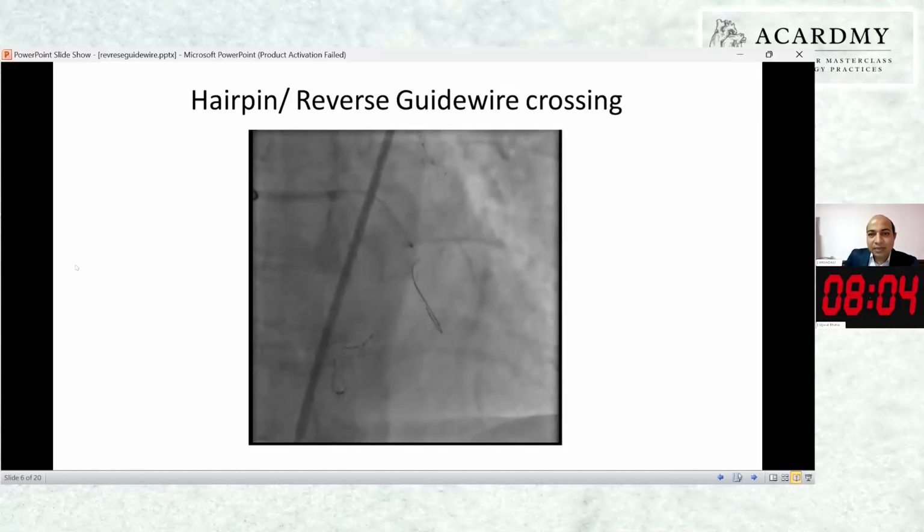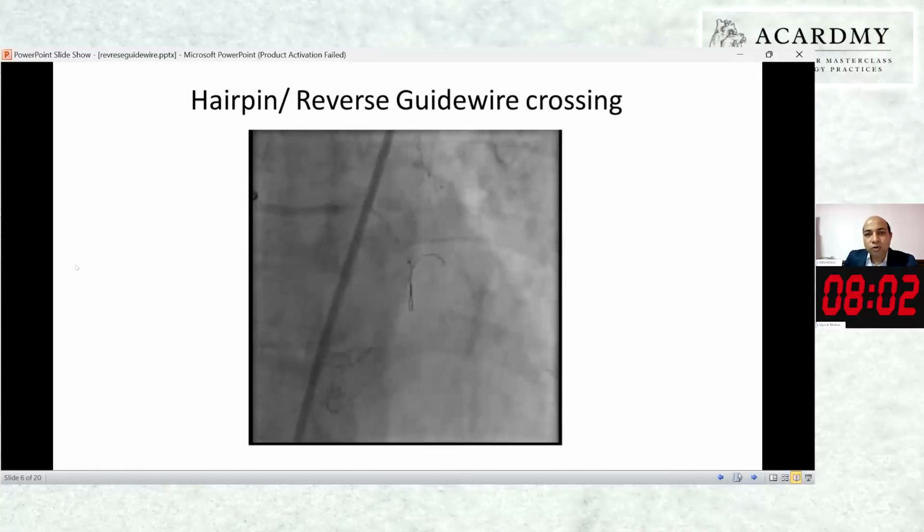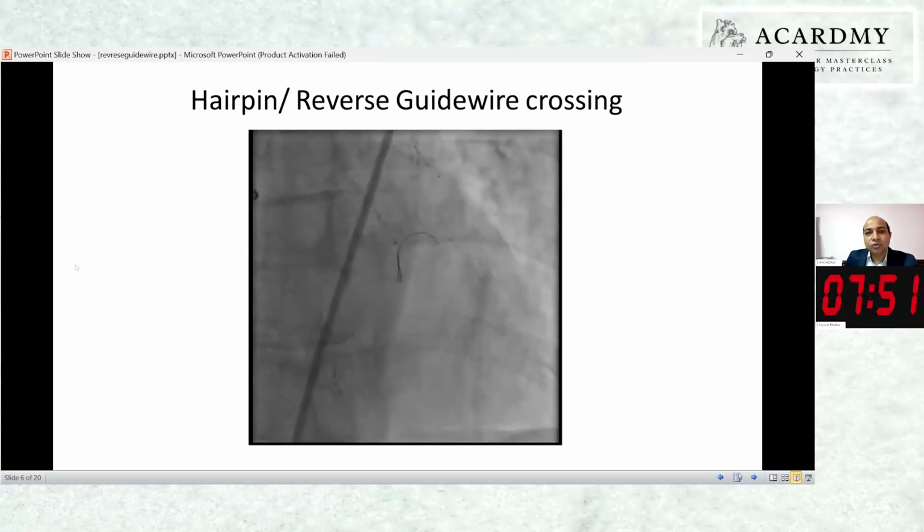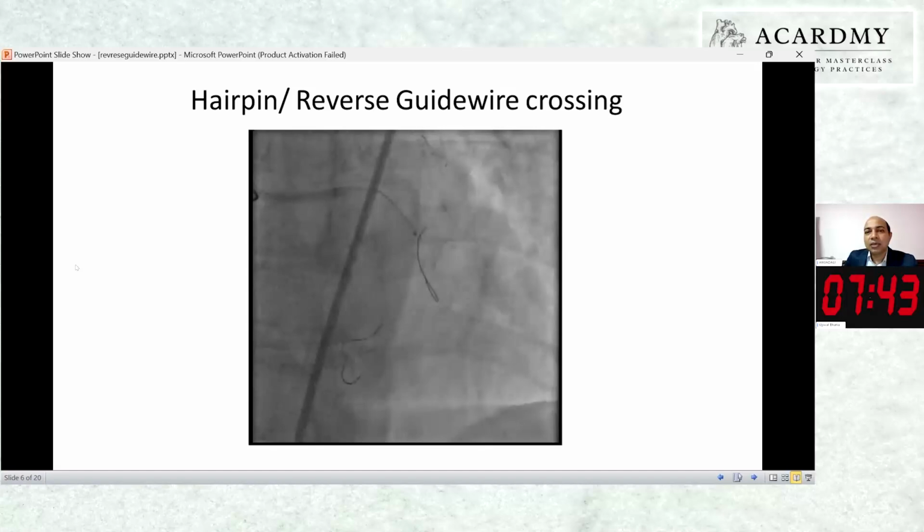So this is the technique which I used to cross the obtuse marginal two branch. It's a hairpin loop method or a reverse guide wire technique. So first I crossed the LCX with a normal workhorse wire. Then I tried different wires to cross the obtuse marginal two. But because of the angulation and significant ostial stenosis, I was not able to cross the lesion even with a workhorse wire, Fielder FC, Fielder XT wire, or polymer jacketed wire.